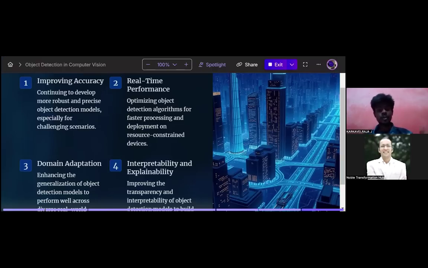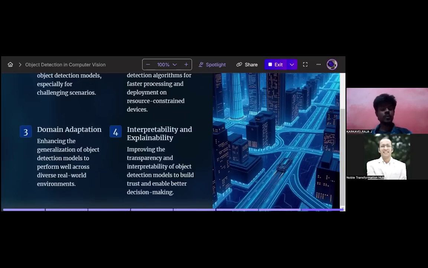Real-time performance: performing object detection algorithms for faster processing and deployment on resource constrained devices. For inferencing this kind of model, we need an ample amount of CPUs. Then domain adaptation: enhancing the generalization of object detection models to perform well across diverse real world environments.